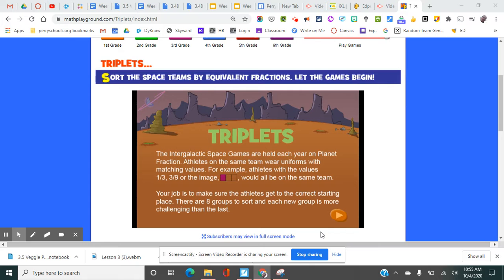We are going to take a look at this game from mathplayground.com called Triplets, and then you'll get a chance to play as well. Taking a look here, it says the intergalactic space games are held each year on planet Fraction. Oh, that's a nice name for a planet. Athletes on the same team wear uniforms with matching values. For example, athletes with the values one third, three ninths, or that image that you see there would all be on the same team. Your job is to make sure the athletes get to the correct starting place. There are 8 groups to sort, and each new group is more challenging than the last. So we're going to click right here to play.